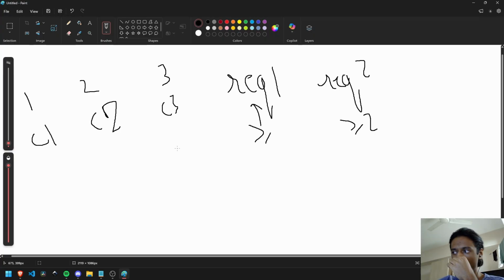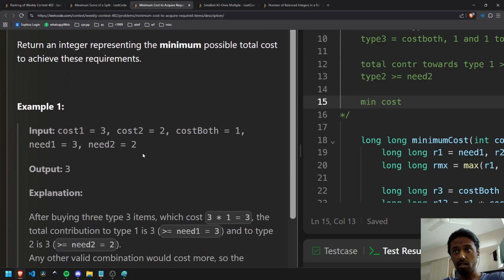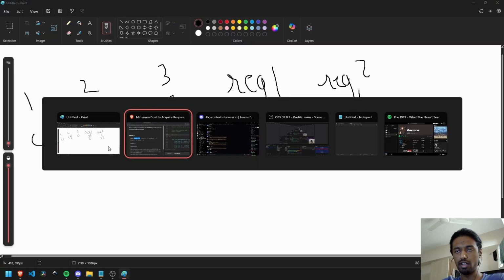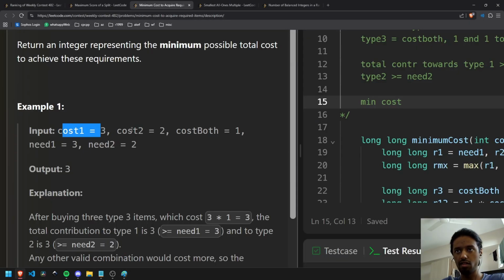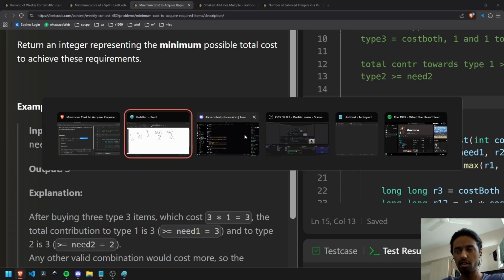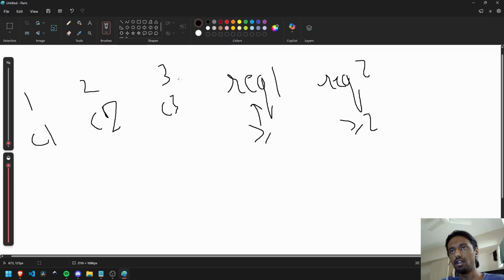So this is basically just a case analysis problem. Obviously, like in the sample case itself, there is an obvious solution, right? If C3 is extremely optimal, like here C1 is 3, C2 is 2, but C3 is 1, right? Which means obviously I buy one C3 and I get both of these. But if the cost is less as well, right?